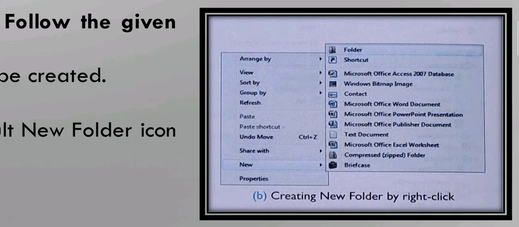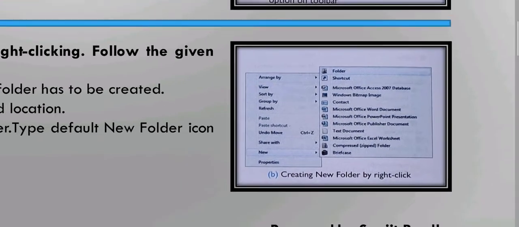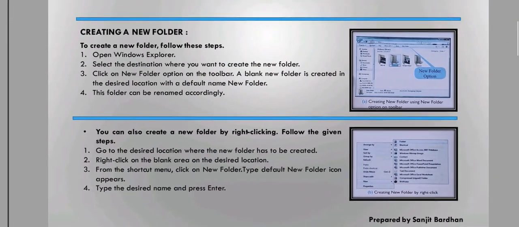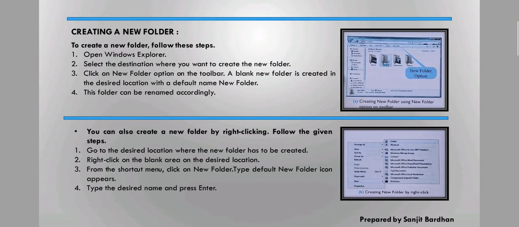Okay, that means we need to right-click on the mouse. Then a menu will appear. Then go to the new option, then select the folder option. The folder will be automatically created on your computer. Okay, these are the steps to create a new folder. Okay, move on to next.